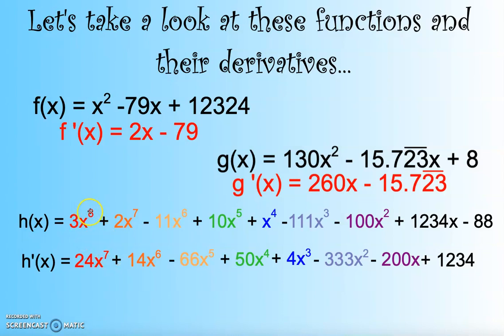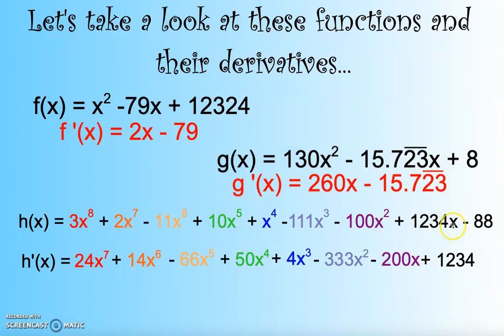You subtract 1. 8 minus 1 is 7. Look at this. 7 times 2, 14. You drop the power down 1. 7 minus 1 is 6. The yellow one. 6 times 11, 66. You subtract 1 from this exponent, x to the 5th. And that goes all the way down. Look here. 2 times 100, 200. You subtract 1, x to the 1st.